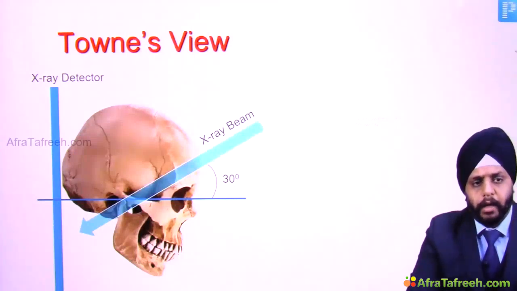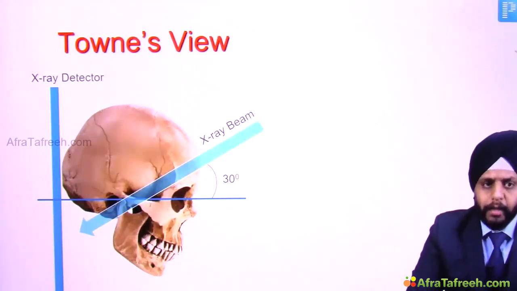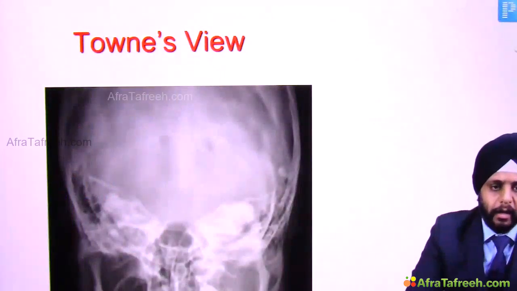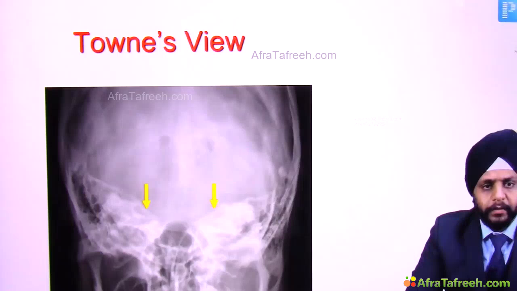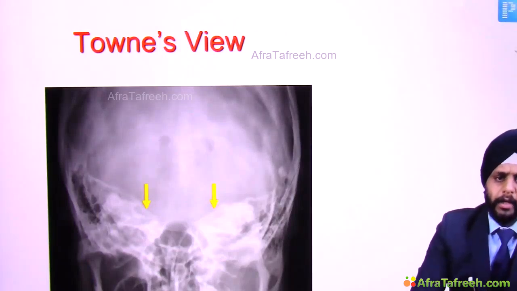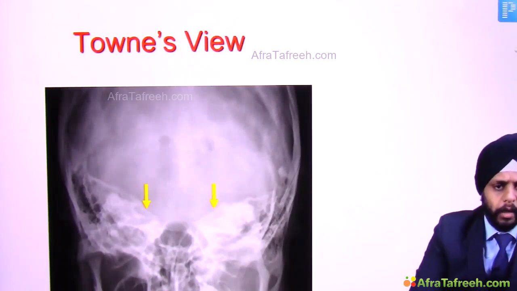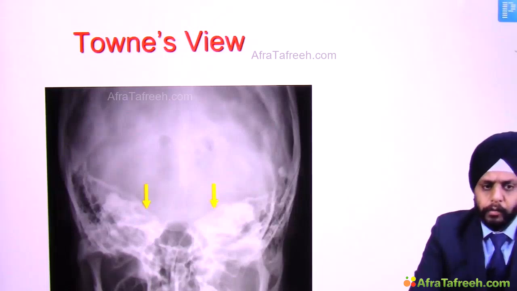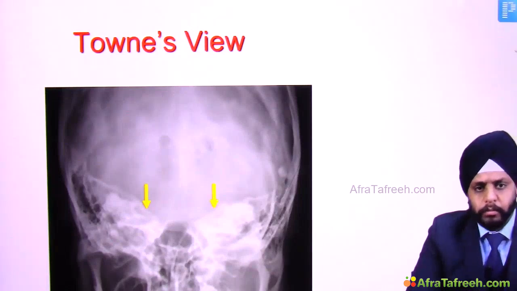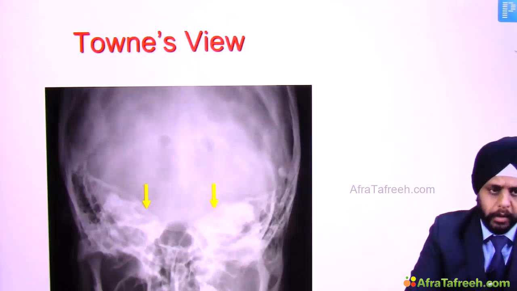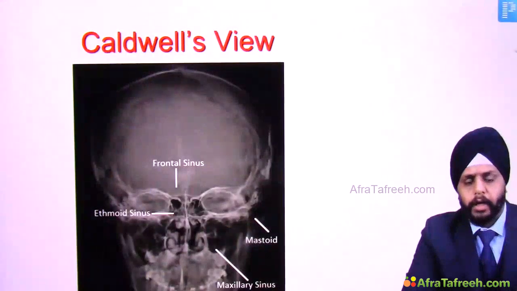Okay, so it's a skull AP axial view, and this view is used mainly in ear radiology to see the internal auditory canal. As you can see over here, this is the X-ray of the Townes view, and you can see the internal auditory canal, the IAC, right? So that is the Townes view. You can also compare the mastoid pneumatization of the two sides, the right and the left. So it is mainly used for ear radiology and not for paranasal sinus radiology. Okay, let's come to the Cardwell's view.